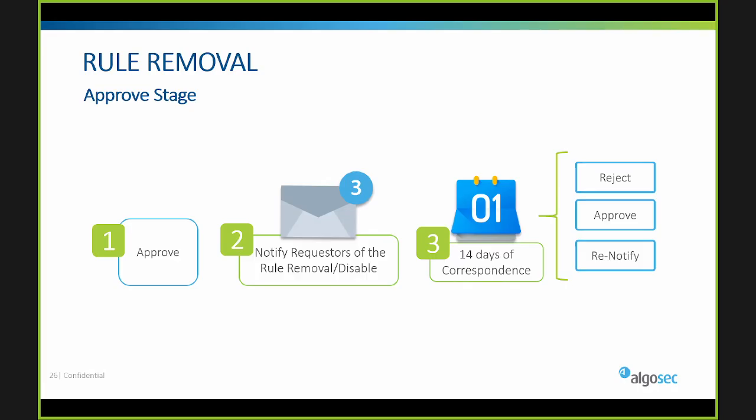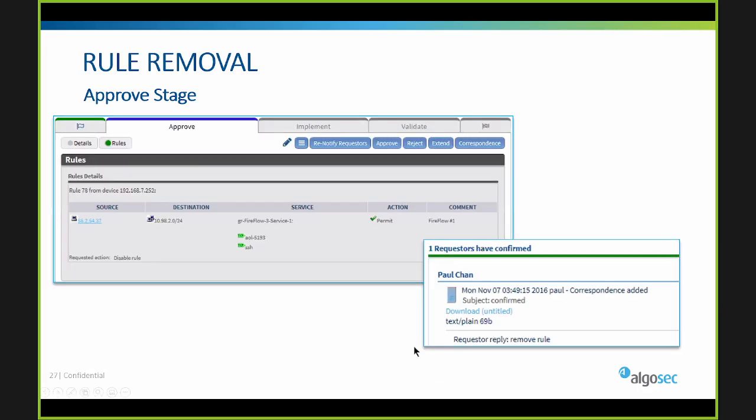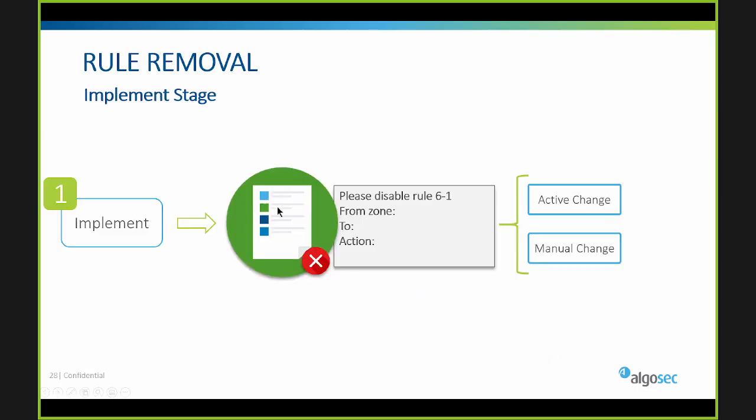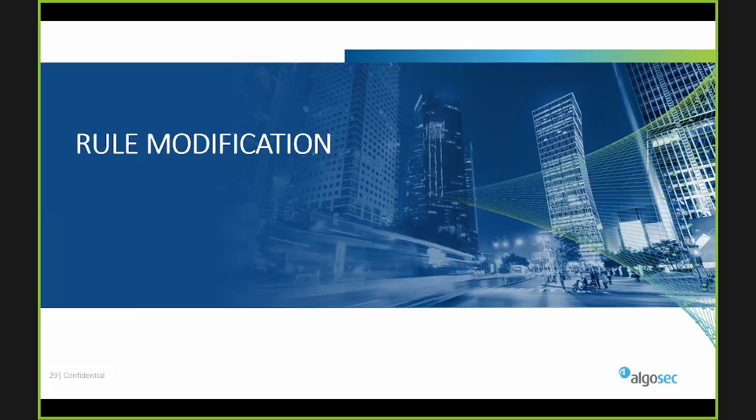All right, so we approve it. Then we go on. In this case, Paul came back and said, yes, remove the rule. That's nice of him. Then we get to the implement stage. We have a work order. Please disable the rule. Here I can do active change, or manual if I don't have the license or didn't configure it properly, or the device doesn't support it. And then that's it. Pretty simple, nothing really else to see.